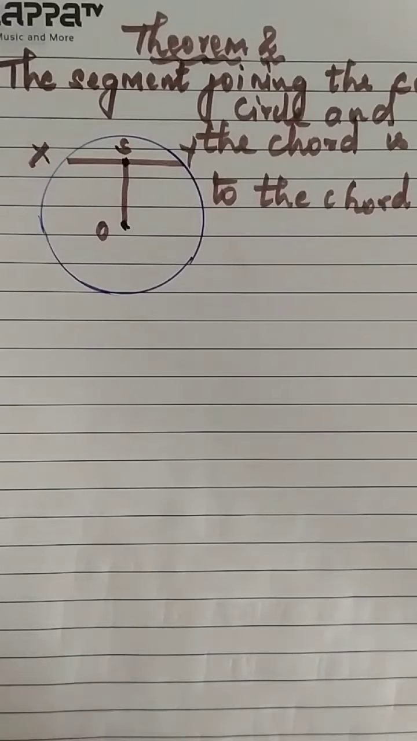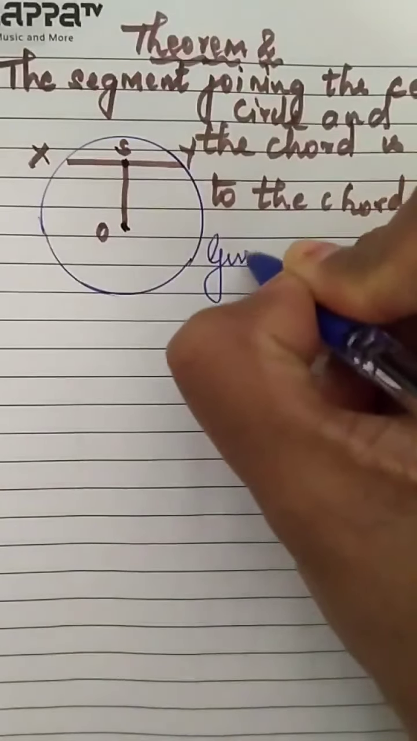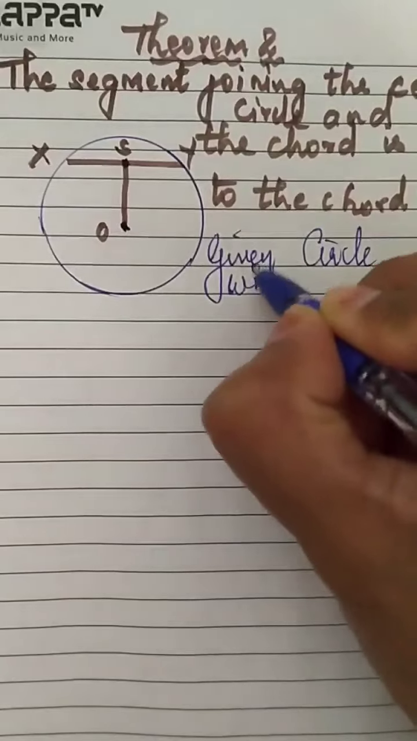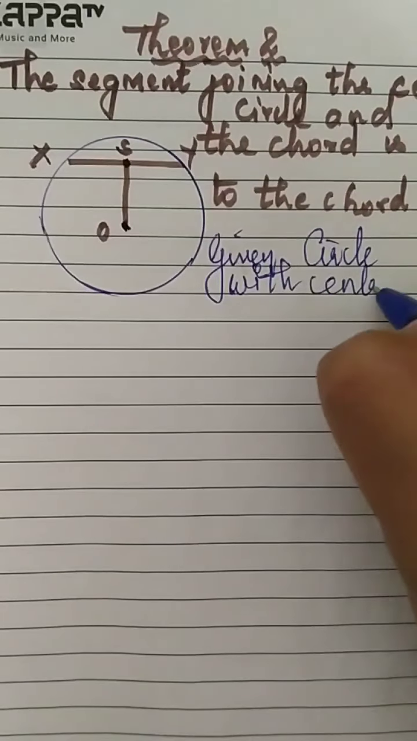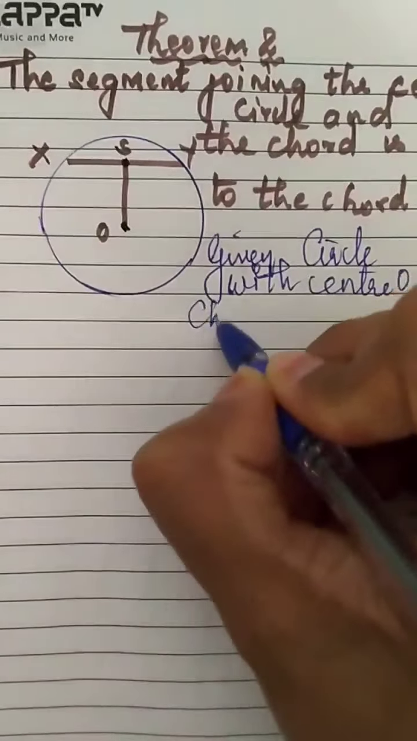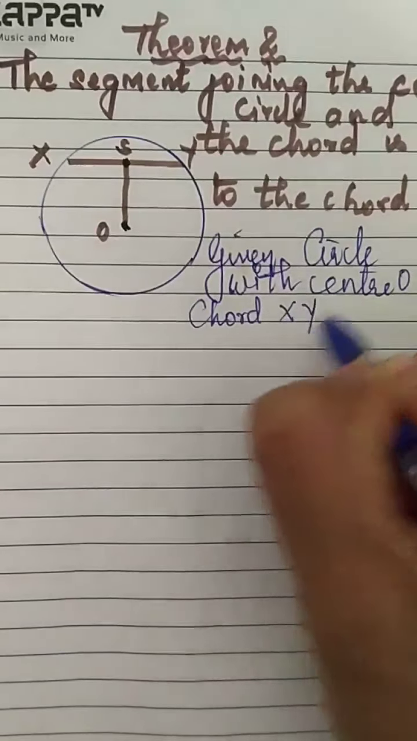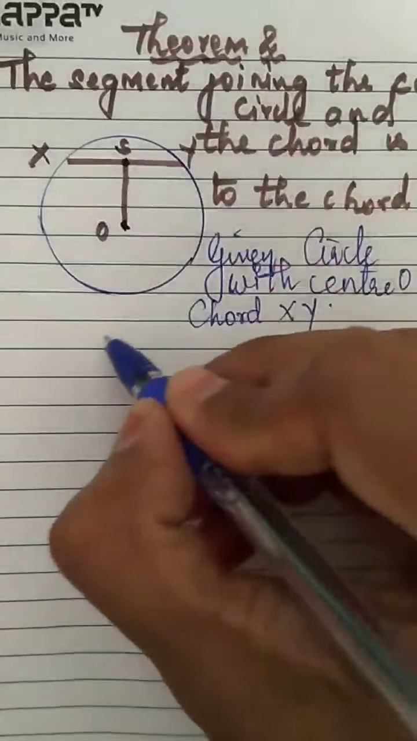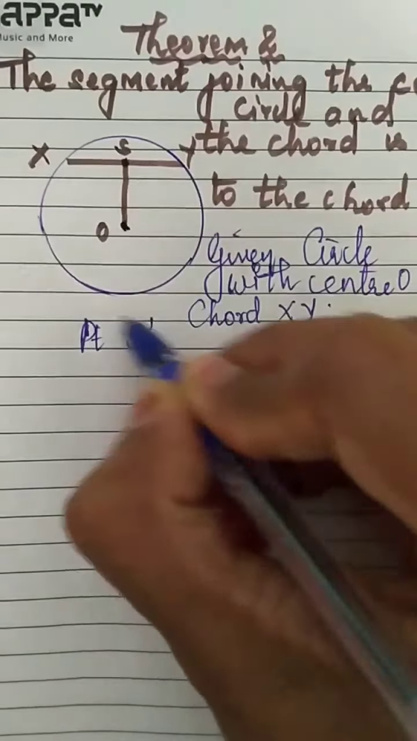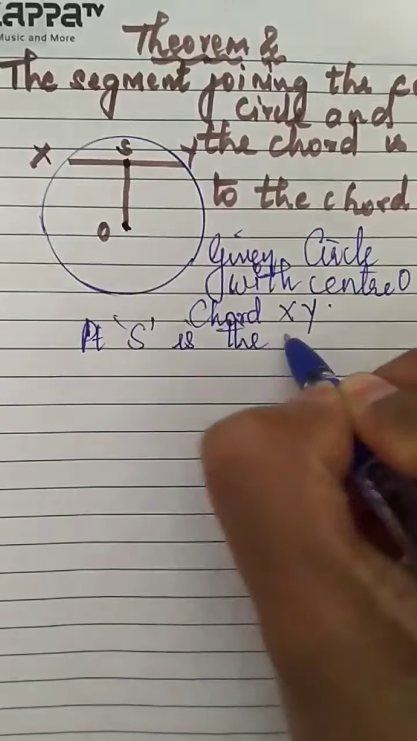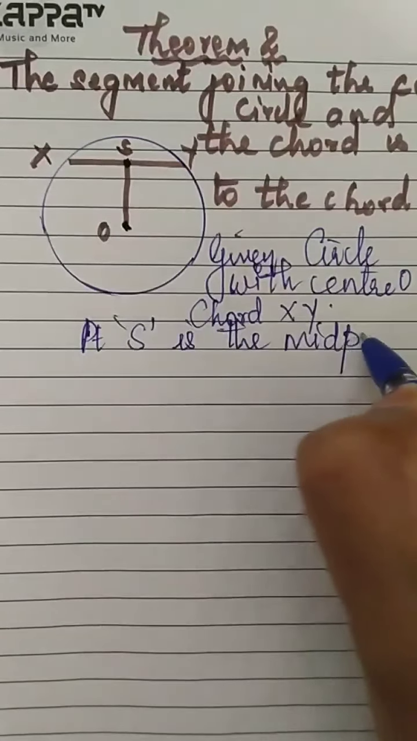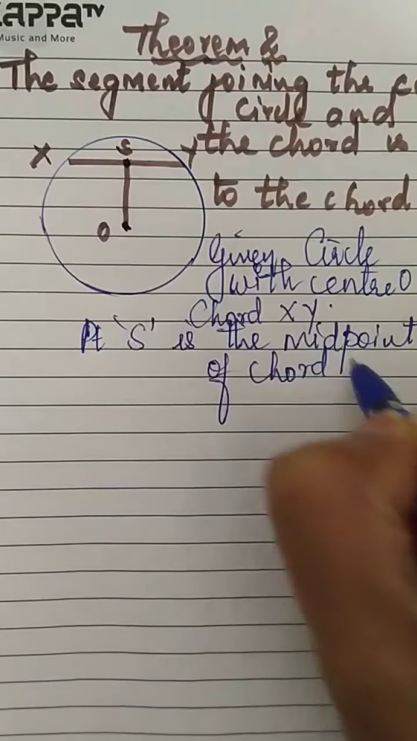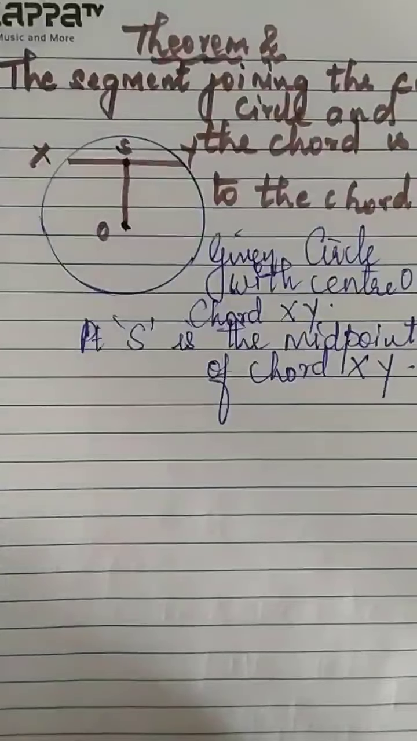Write down. As I say, you write. Given: circle with center O, then you have chord XY, and what extra information you have? S is the midpoint of chord XY. Okay, this is additional information.